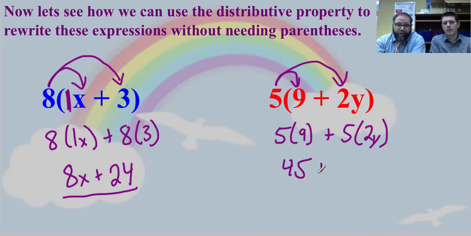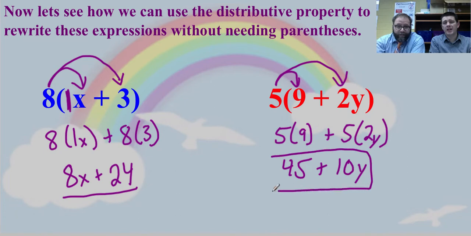So 5 times 9 is 45. And then 5 times 2y is just 5 times 2, and then tag on the y, 10y. And again, they're not like terms, so we're going to stop right there with it.